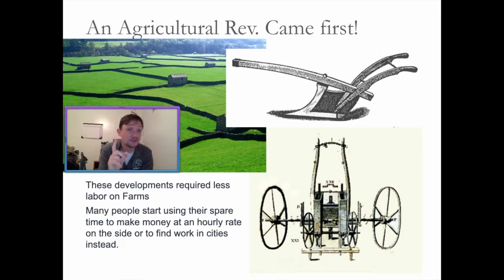It was invented by a guy named Jethro Tull. For any of y'all's dads that are listening right now, Jethro Tull was also a band from the 1970s and 80s, which had a couple of good solid songs, not even gonna lie to you. All right, so the big thing about Jethro Tull's seed drill.